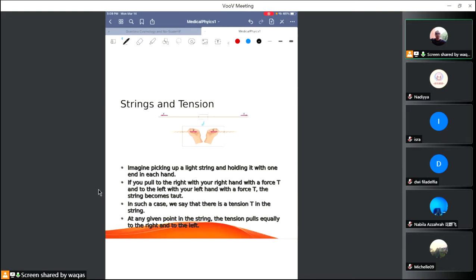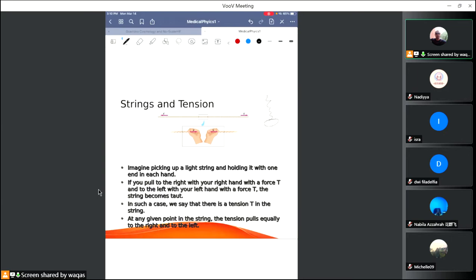Okay, now let's start studying string and tension. Suppose you imagine picking up a light string. We have some string, and we are holding one end of it. For example, we have this string, and this is my hand. I am holding this string by hand.